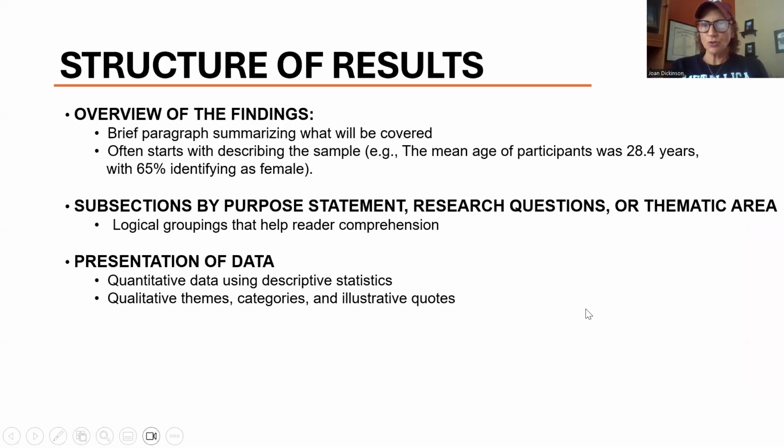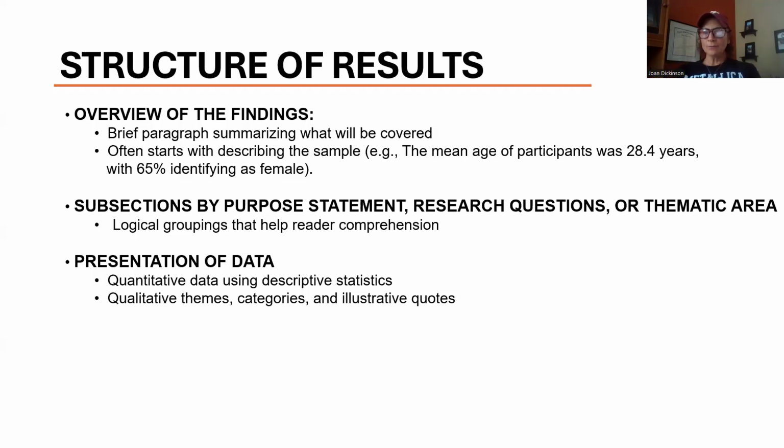Okay, so if we look at the structure of the results, and we're going to look at this in just a minute, typically you start this section with a brief paragraph that describes what will be covered. Because remember, you're leading the reader from the method section to the results. And a lot of times it's important to remind the reader of what's going to happen in this section.